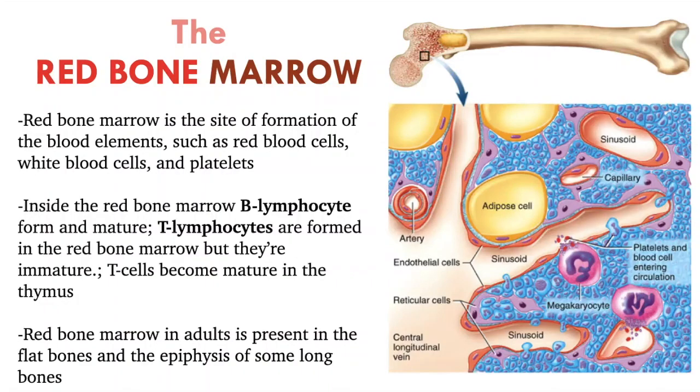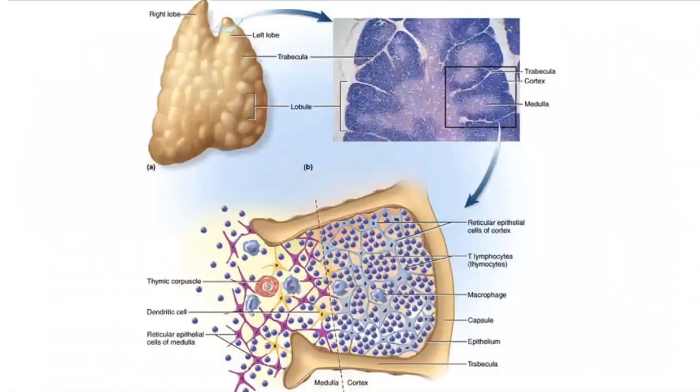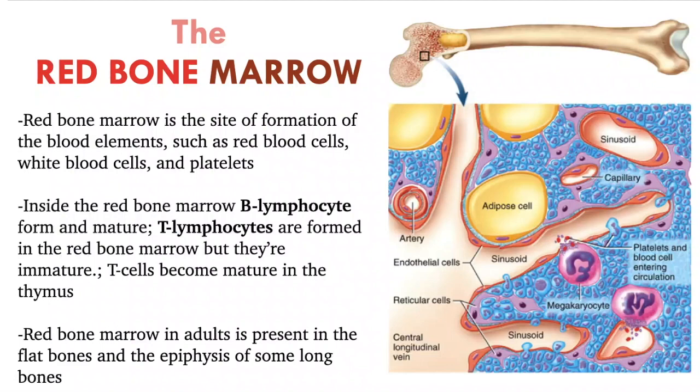Now remember, the red bone marrow is the site of the formation of blood elements such as red blood cells, white blood cells, and platelets, specifically your red blood cells. And inside the red bone marrow, you have the B and T cells being formed. Now the T cells are going to mature more in the thymus, as we just talked about on the previous slides. The red bone marrow, remember, is on the ends, or the spongy bone, the epiphysis of the long bone.